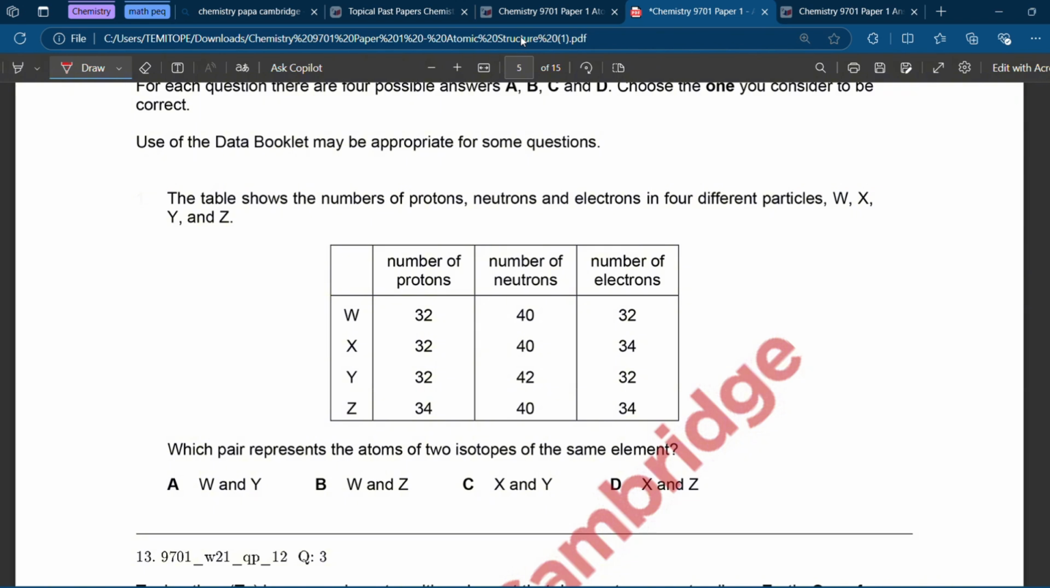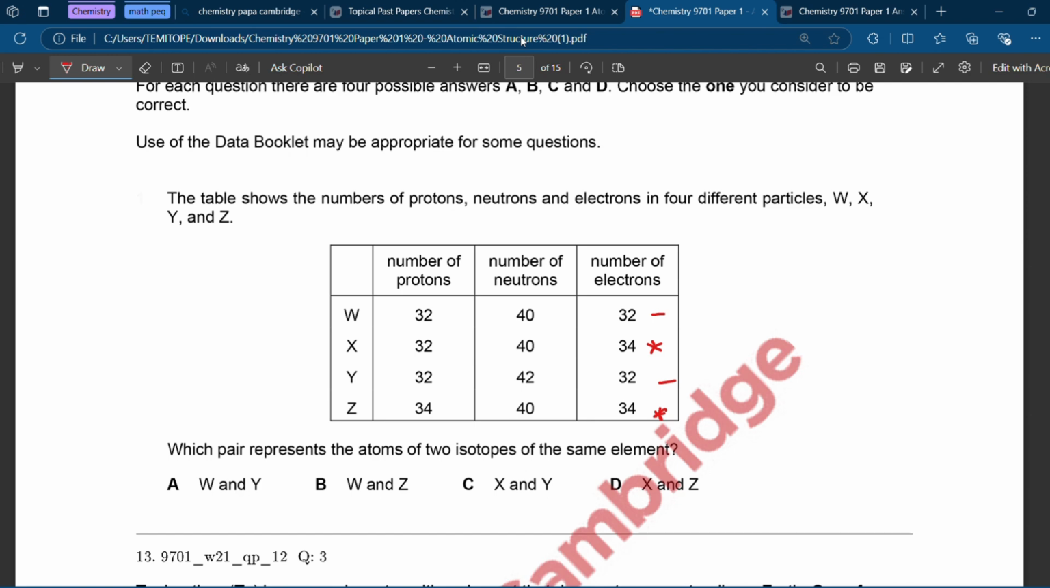Now we're going to isotopes. Isotopes, very beautiful concepts. They have very similar chemical properties because they have the same electronic configuration, but they differ because the mass number is different. The electrons are still the same. So, okay, now which pair of atoms are isotopes? Basically that's what the question is asking.